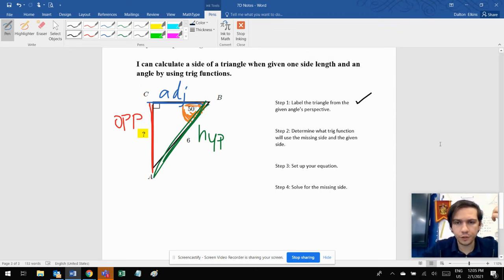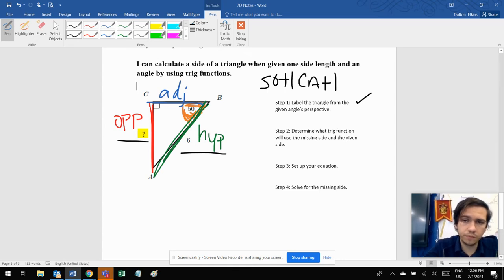Step 2 is determine what trig function will be used with the missing side and the given side. So we're given the hypotenuse, and we want to know the opposite side. So I need to think what trig function uses the opposite and the hypotenuse. If I remember SOHCAHTOA, I'm looking for O and H, right? O for opposite, H for hypotenuse, and that is S, SOH, in the SOHCAHTOA. So that will be sine.